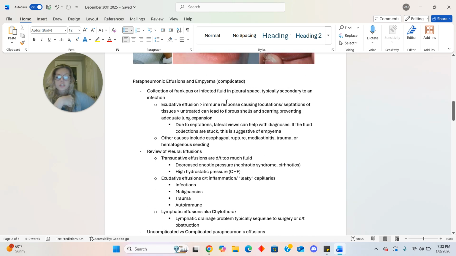So parapneumonic effusions, this is an exudative effusion, and the pathophys and the manifestation of this goes: exudative effusion, some type of immune response that recognizes this exudative material in our pleural cavity. This will lead to the creation of loculations and septations of tissues. It's like a fibrotic change. And then untreated, it can lead to a fibrous shell in our pleural cavity, because there's this bacterial stuff in here. This is really gross. Don't like it.